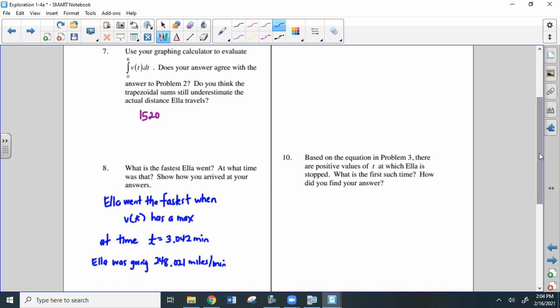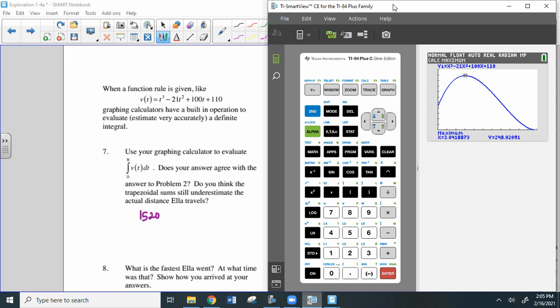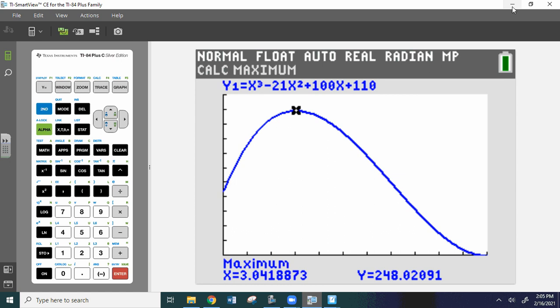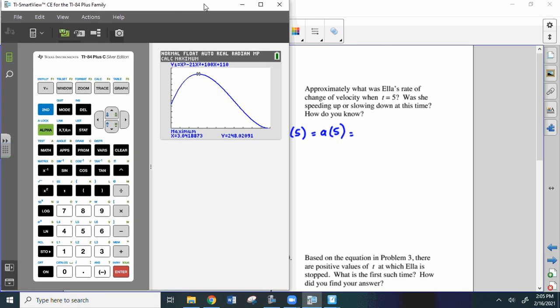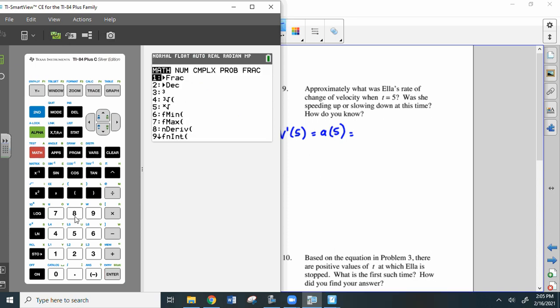Okay. All right, number 9 says approximately what was Ella's rate of change of velocity? Rate of change of velocity means derivative of velocity at time 5, which is the same thing as acceleration at time 5. Well, how do I do that? I use my calculator. I have an actual function in my calculator, and the function in my calculator is v of t. All right, so if the function is v of t, I'm going to let my calculator take the derivative of that function. So I'm going to do math 8.